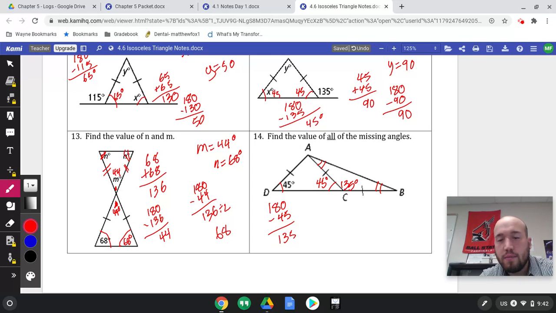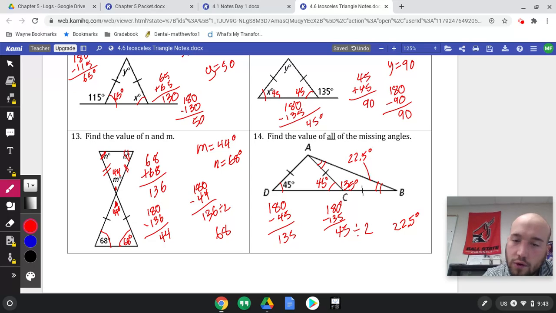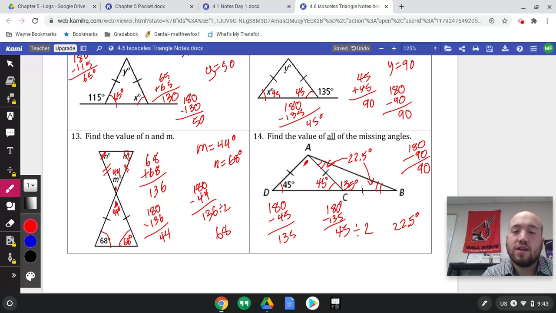Now, if those two are the same, that leaves us with 45 left between them. So we can make 45 divided by 2, and we will get 22.5 degrees. So that 22.5 degrees will go in both of those spots. We got one angle left up here, and we have two angles here, 45 and 45. Let's add those together. 45 plus 45 is 90. And then we can take 180 minus that 90, and we are left with 90 degrees. So we know that angle is 90 degrees.